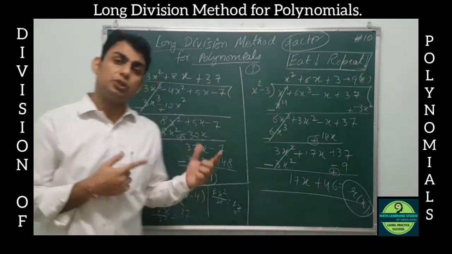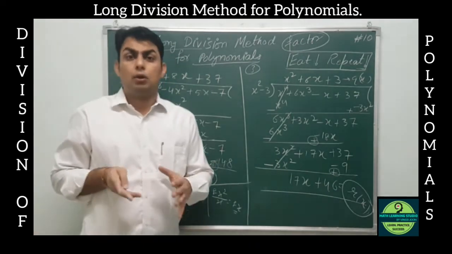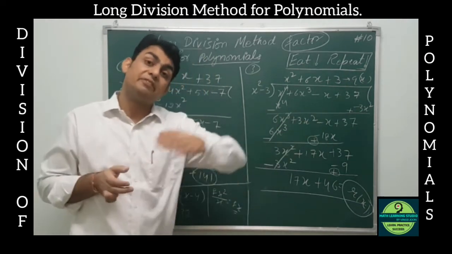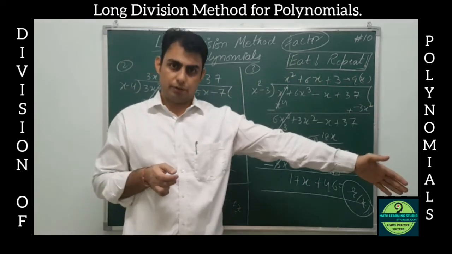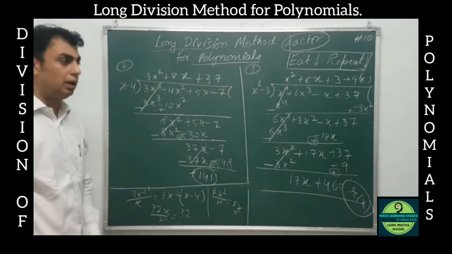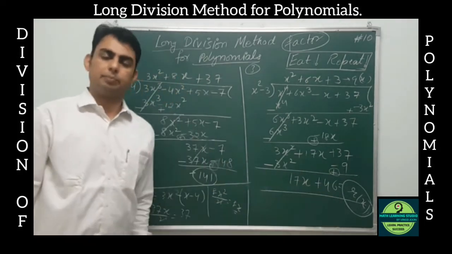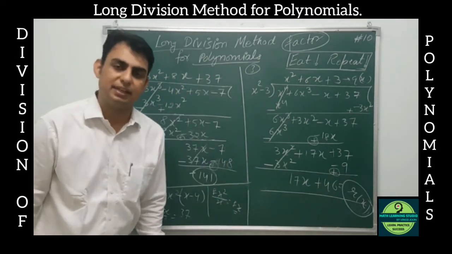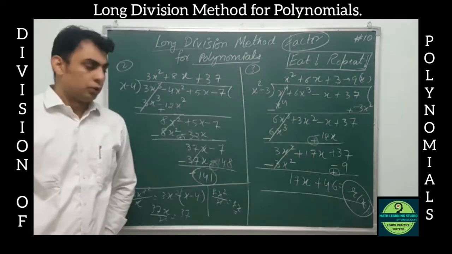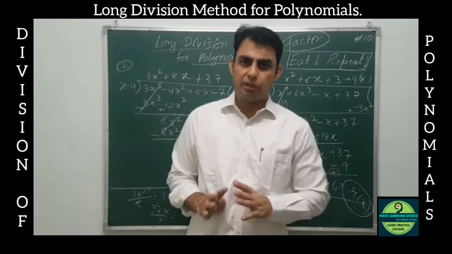So this question sometimes may be asked in that form also, that check whether the given divisor is a factor of the other polynomial or not. Got that? So we follow this method. We find out the remainder. If the remainder comes to be 0, it is complete division. Complete division means yes, the divisor is a factor of the dividend. So I hope that the long division method of polynomials is very much clear to you.